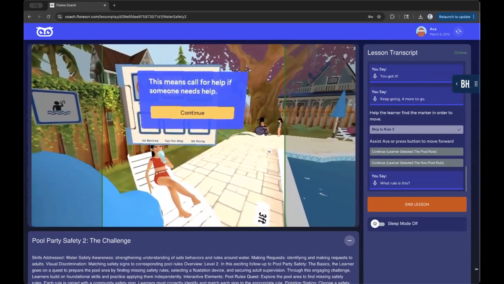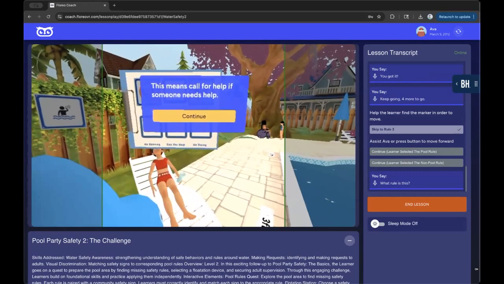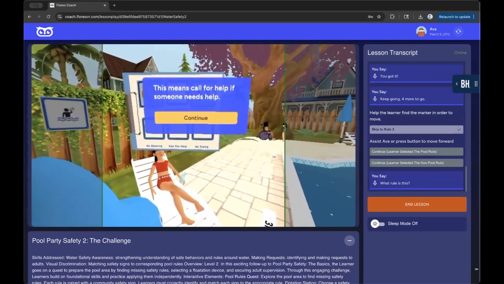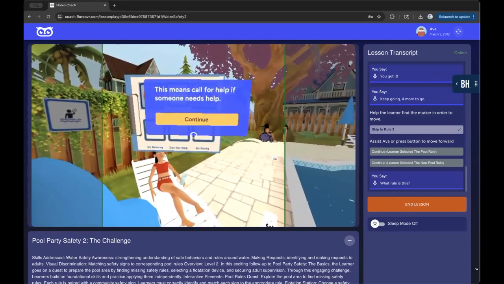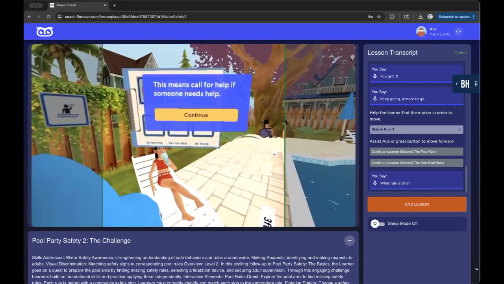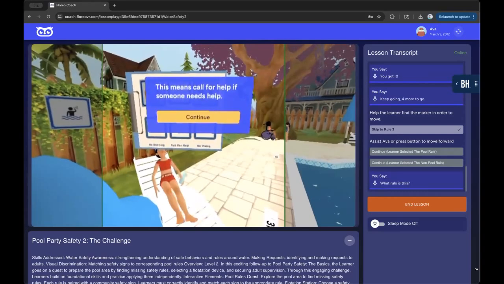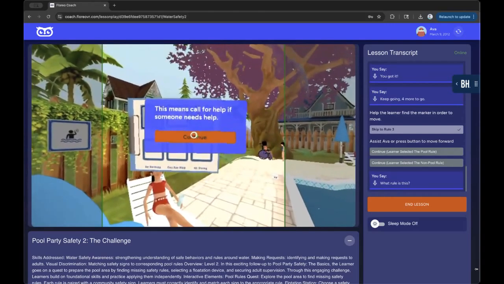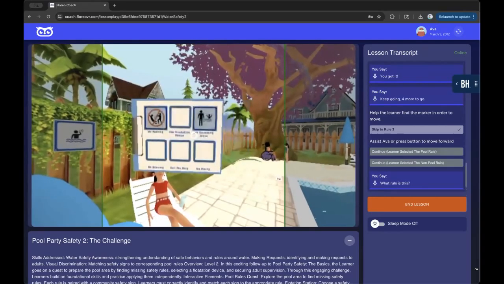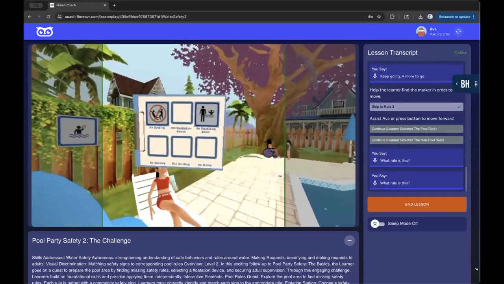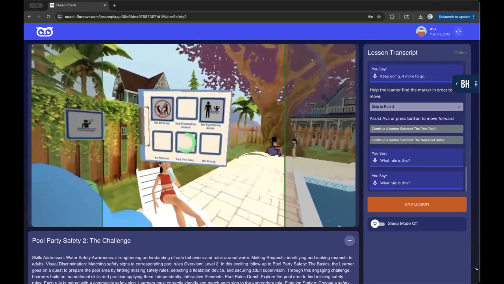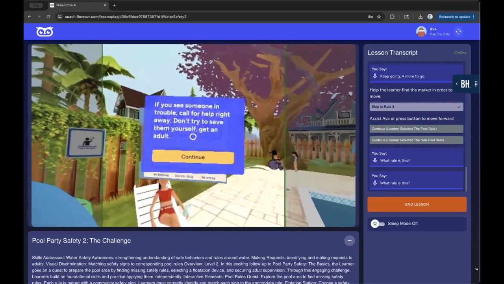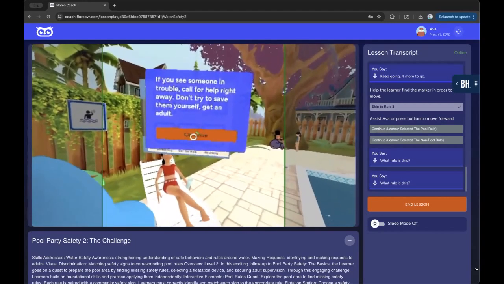Well, if it goes into the wrong spot, you'll get a little pop-up box like this that tells you what the rule means. So here you thought that it meant no diving, but really what this rule means is that you need to call for help if someone needs it. So if someone's in the water and having a hard time, the safest thing to do is to call for help and not try to save them yourself. So good looking. That one is call for help.